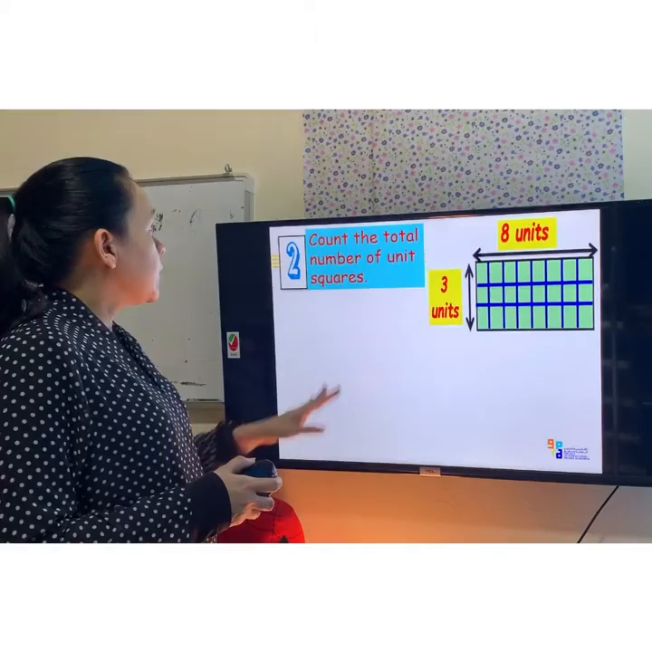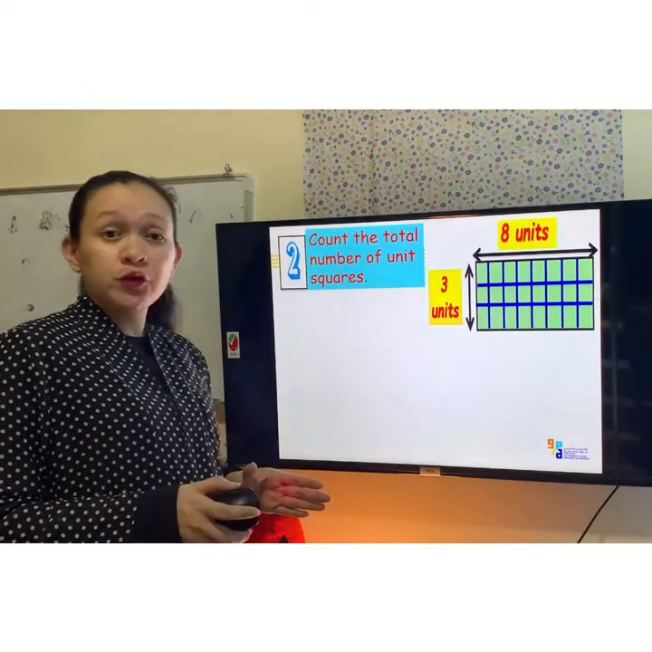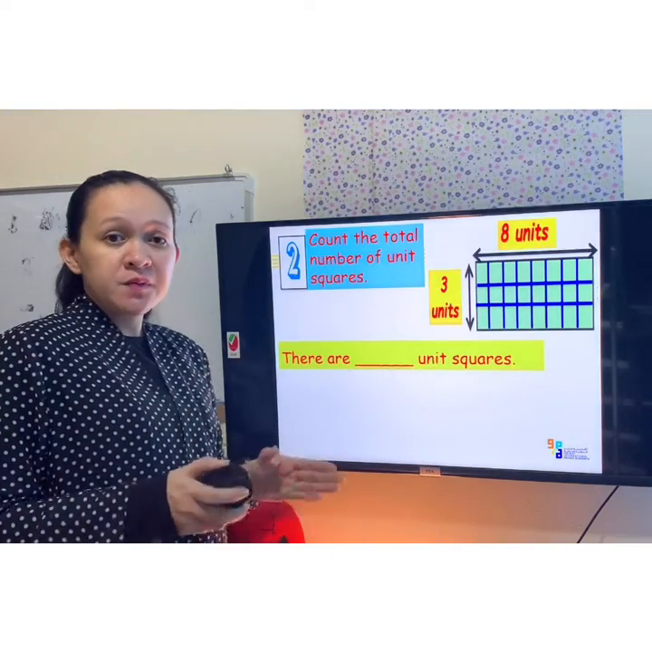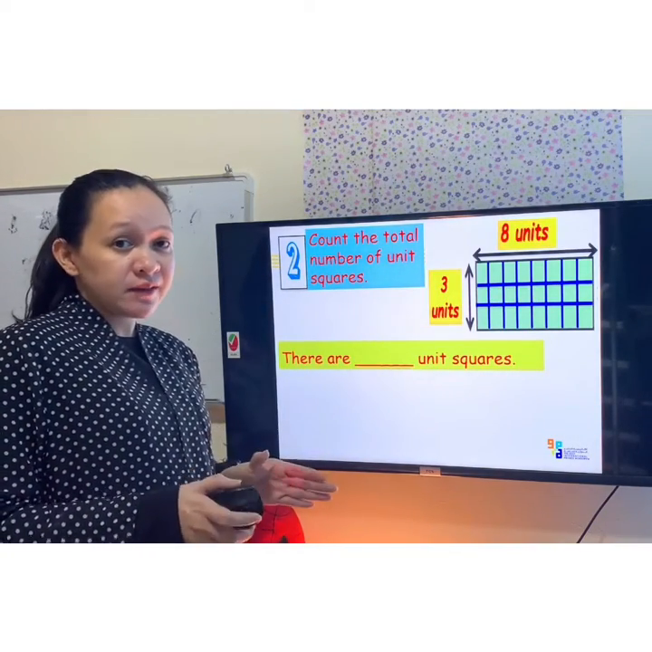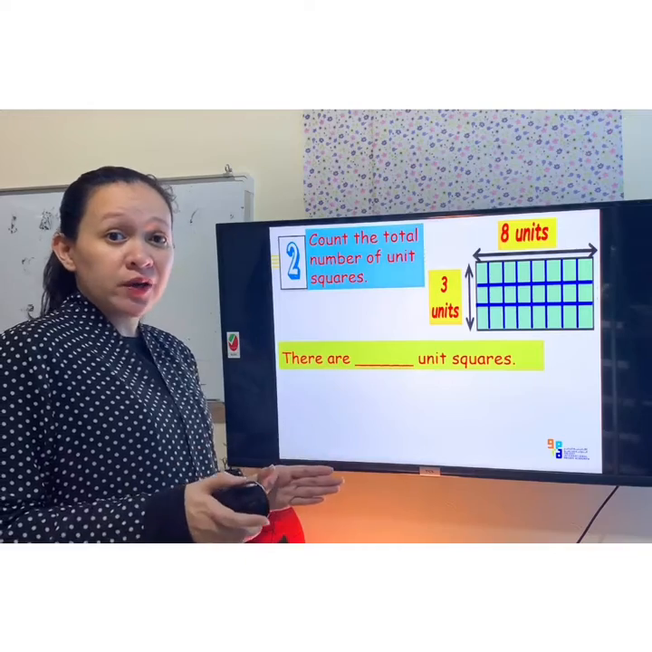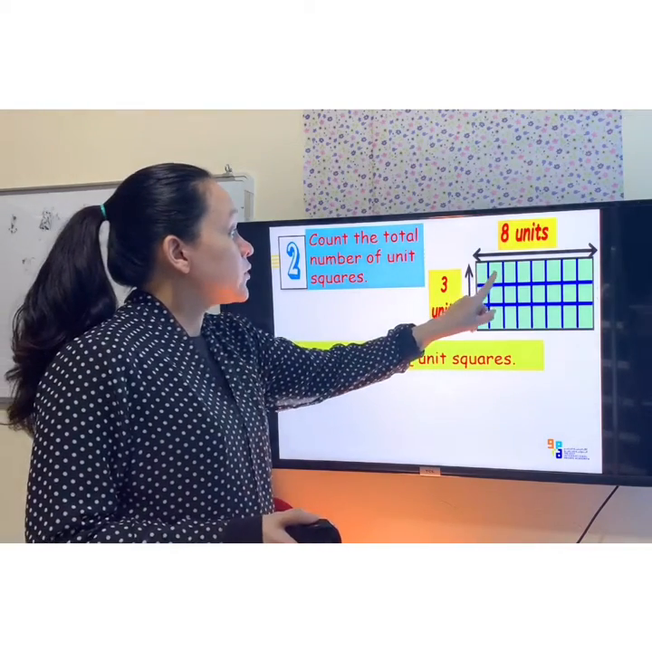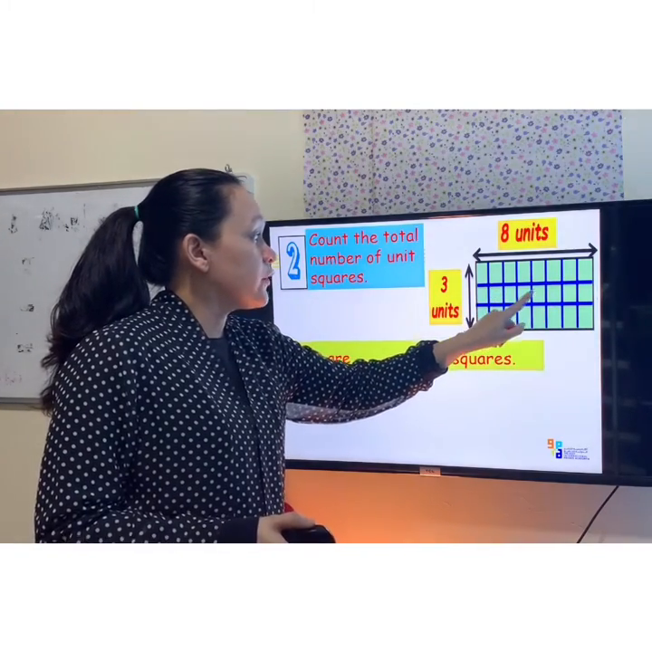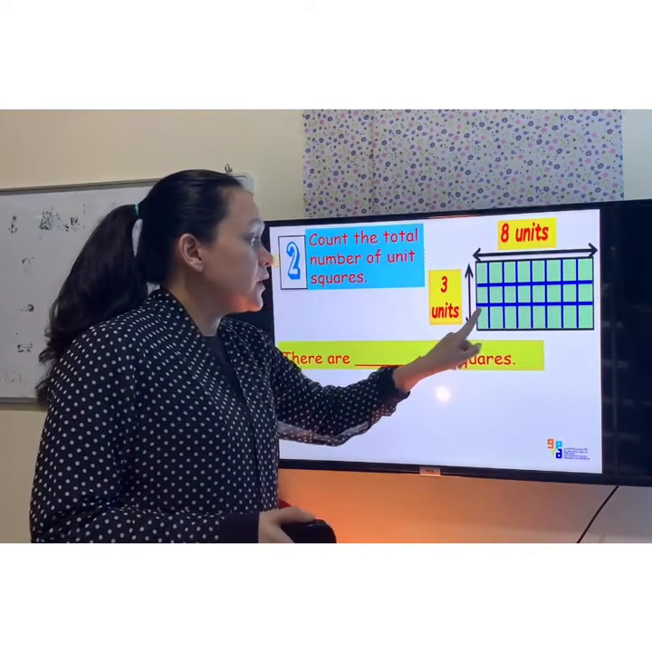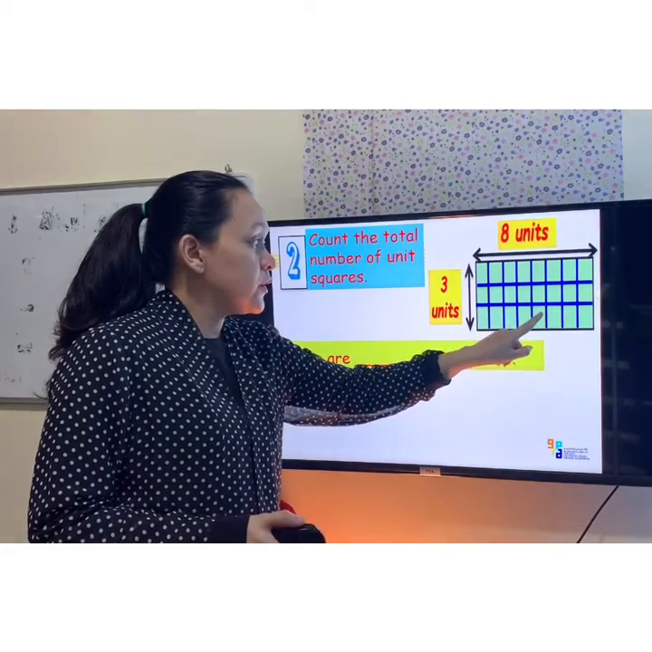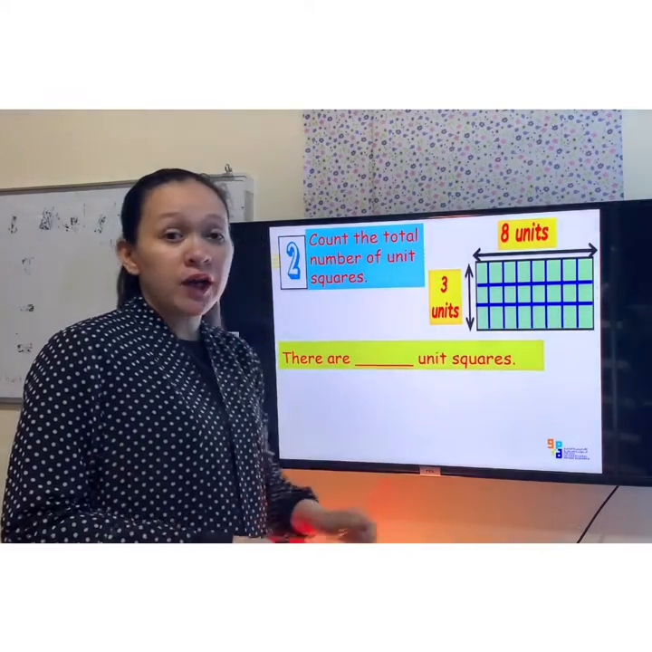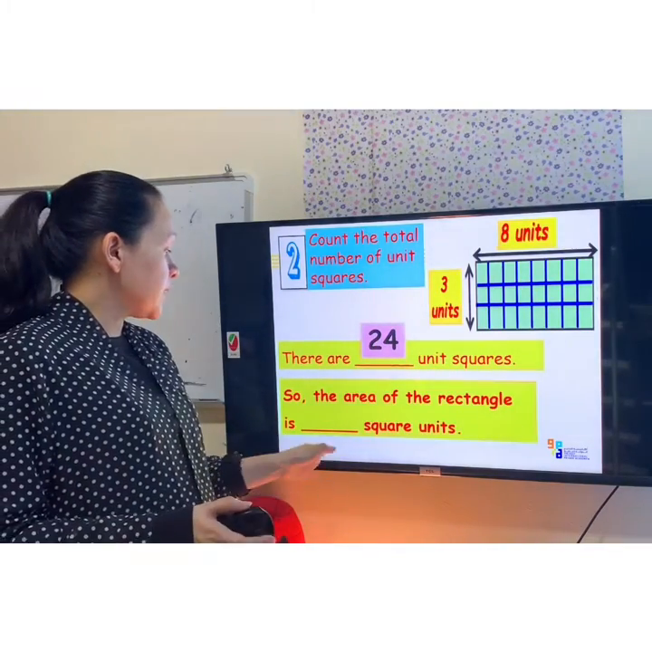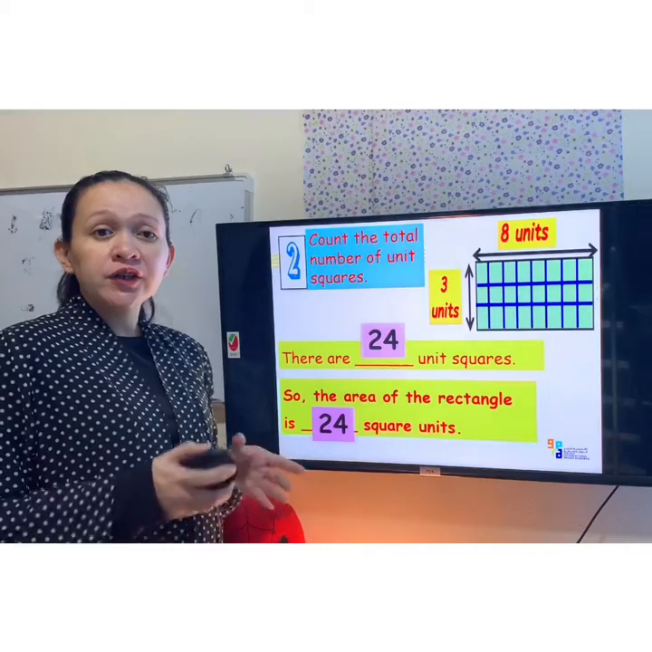Now next, we are going to count the total number of unit squares. So there are blank unit squares. Remember, you can get the area of the rectangle by counting the unit squares. So we are going to count 1, 2, 3, 4, 5, 6, 7, 8, 9, 10, 11, 12, 13, 14, 15, 16, 17, 18, 19, 20, 21, 22, 23, 24. So we have 24 unit squares. So the area of the rectangle is 24 square units.